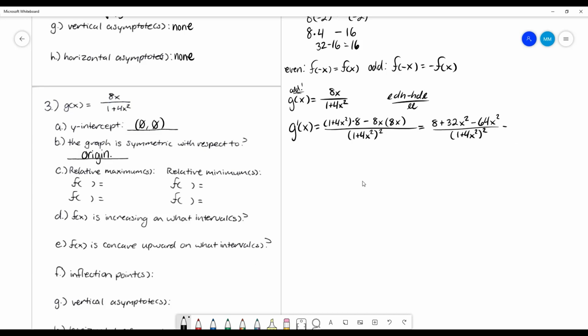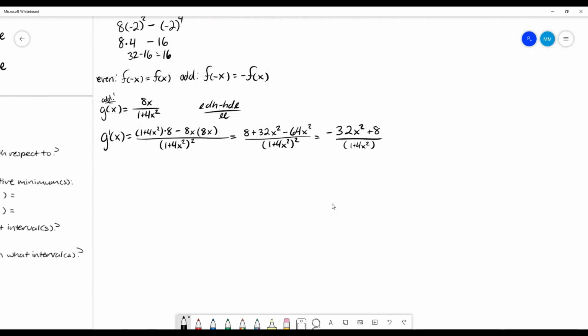So that's going to be a negative 32x squared because of these terms here, plus 8 over that. And I will just factor that out to make it a little easier to work with. I'm going to factor out an 8. So it's going to be a negative 4x squared plus 1. I keep forgetting these squares in the bottom. So this is our derivative, our first derivative there.